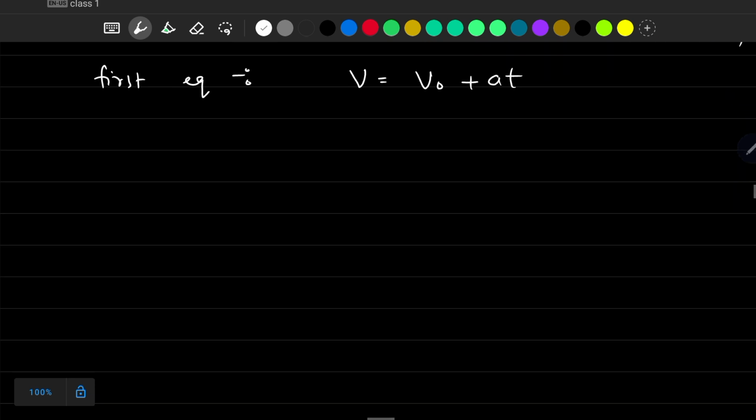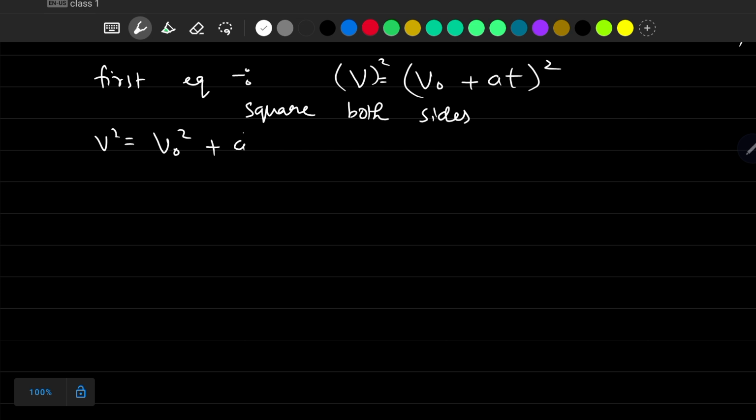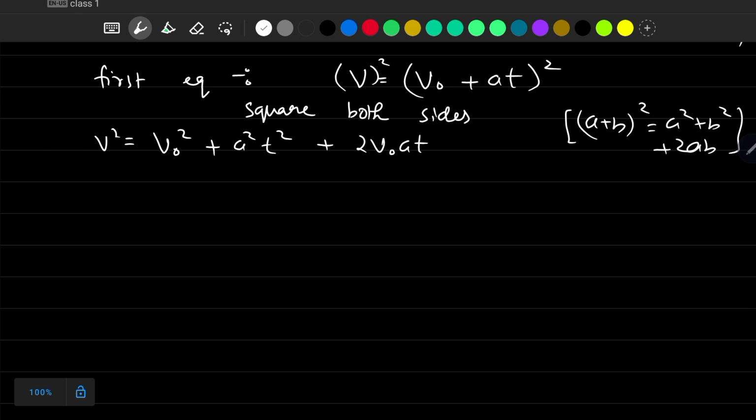Now we will square both the sides. If you square both sides, it will simply become v square and the RHS will become v naught square plus a square t square plus 2 v naught a t. We will use the formula (a plus b) whole square is equal to a square plus b square plus 2ab. This formula we use here.